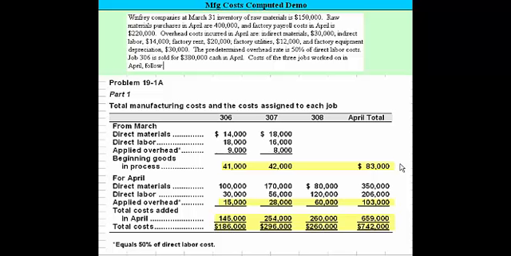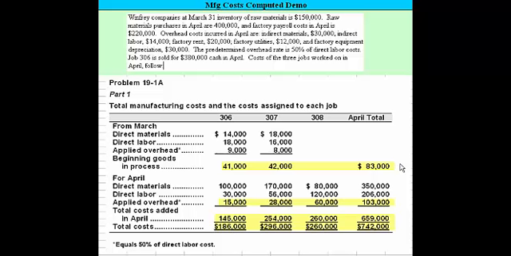Winfree Companies at March 31st have inventory of raw materials of $150,000. Now, they have purchases in April of $400,000 and factory payroll cost in April is $220,000. The overhead costs incurred in April also appear in that green block, and I won't read all those dollar amounts. I think you can see them just fine.